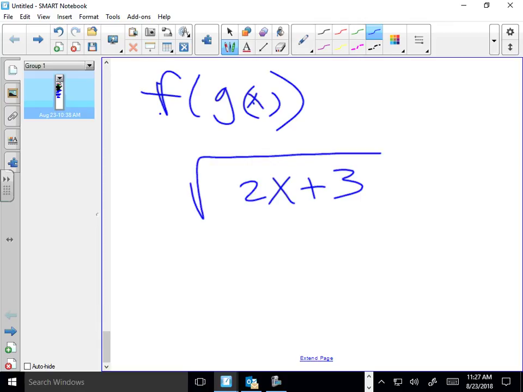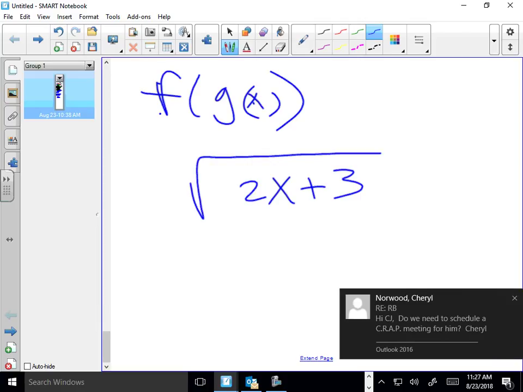Five, 4, 3. I'm going to show two answers when I do my board. I'll show the most common one and the second most common one. 2, 1. Most commonly, people choose outside function square root of x, inside 2x plus 3. Second most common, outside function is square root of x plus 3. Inside function is 2x. Either one of those will be fine in tonight's homework.